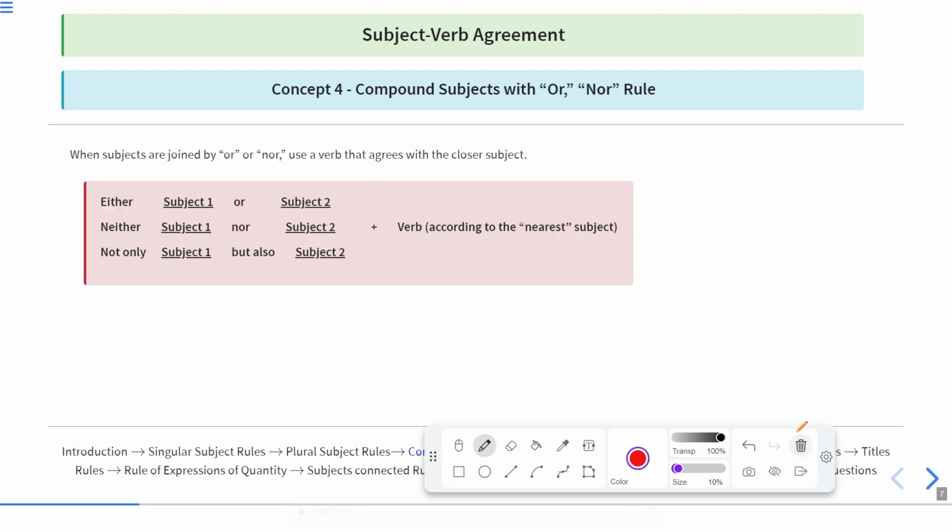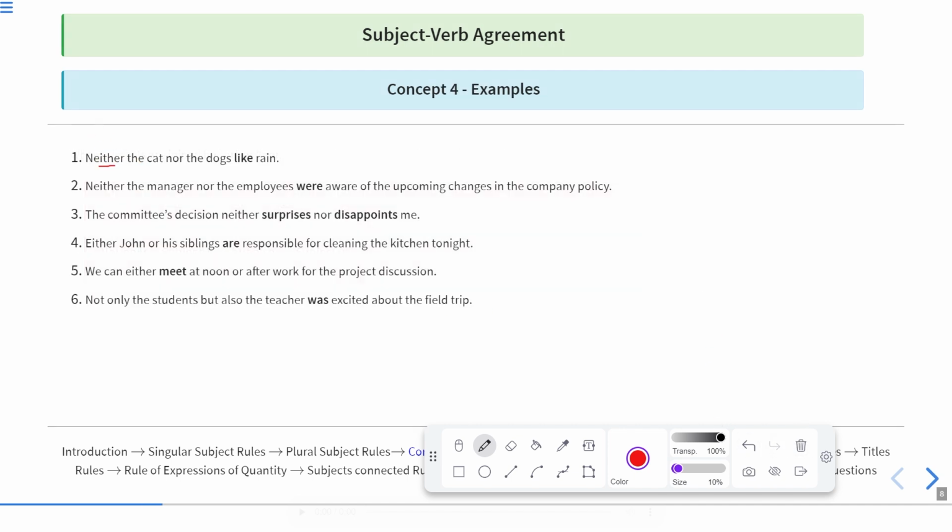Now let us see some examples. Neither the cat nor the dogs like rain. Now in this sentence you can see the neither...nor structure. Now "neither the cat" is the first subject, "nor the dogs" is the second subject.